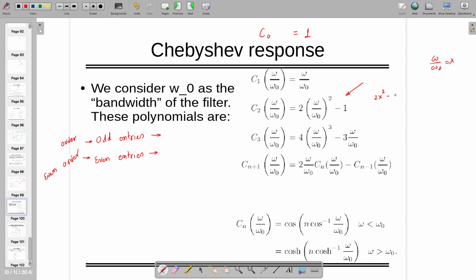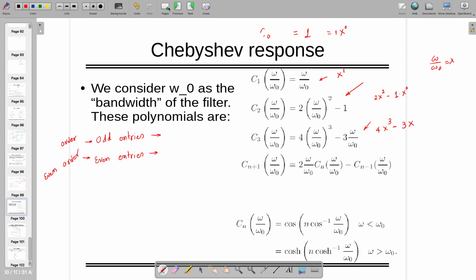because 1 times x0. Is it correct? If you look at this, this is only x raised to 1. If you are looking at this, it's 4x cube minus 3x. So in odd order, all odd entries are there. In even order, all even entries are there. So these are considered even entries, and odd order will have odd entries. Okay, so this was one observation.